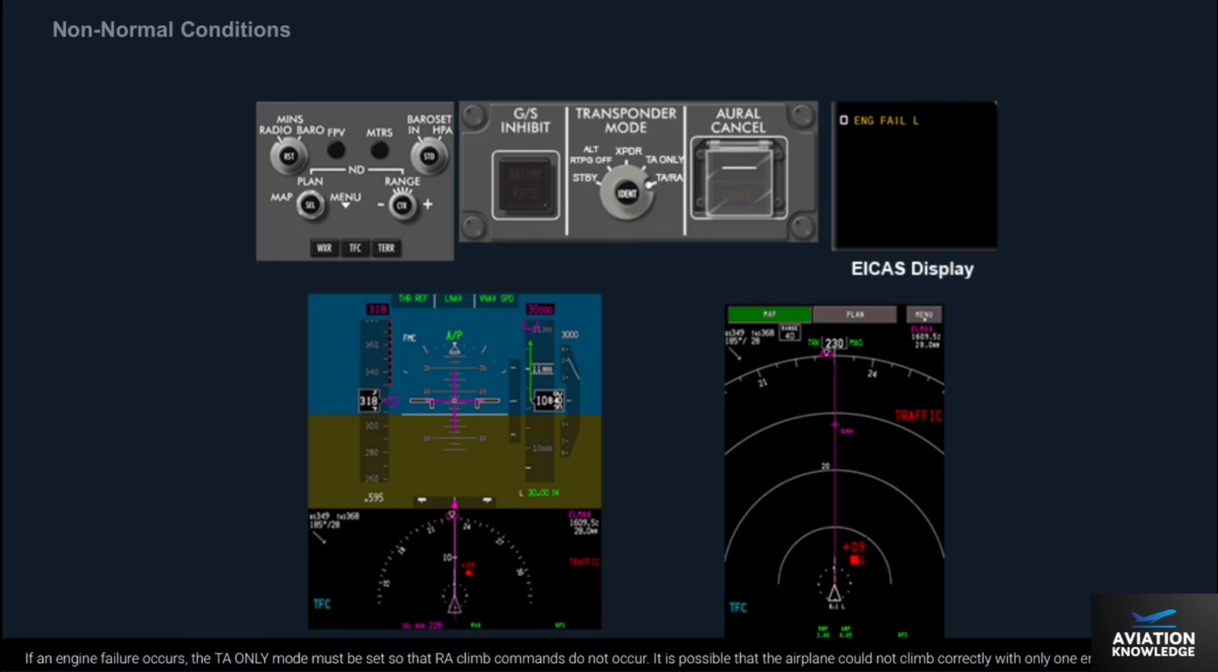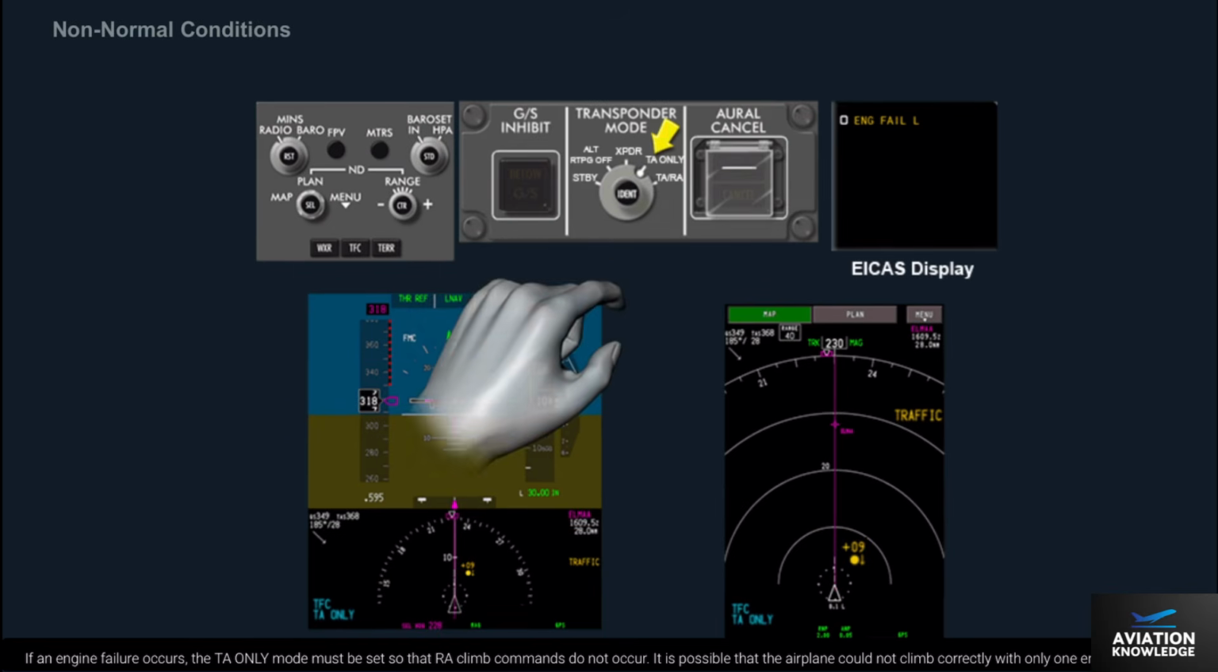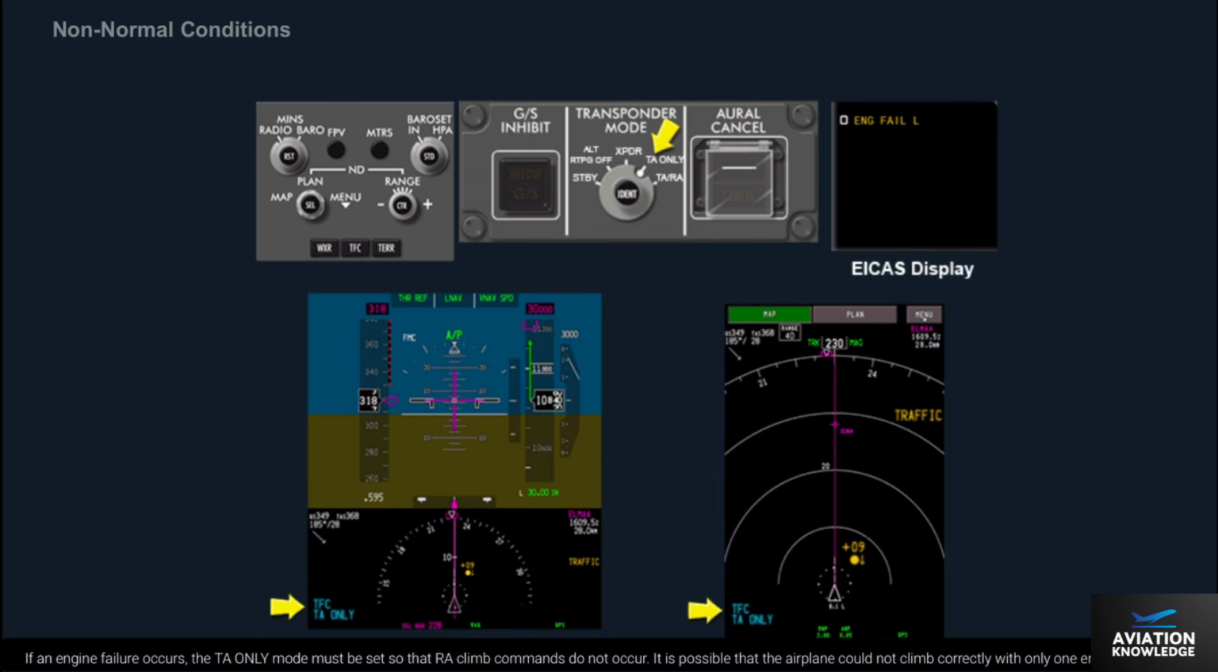Engine fail. If an engine failure occurs, the TA-only mode must be set so that RA climb modes do not occur. It is possible that the airplane could not climb correctly with only one engine.